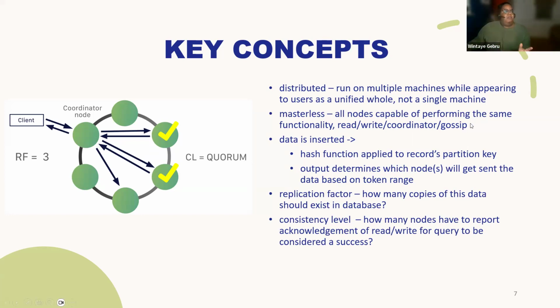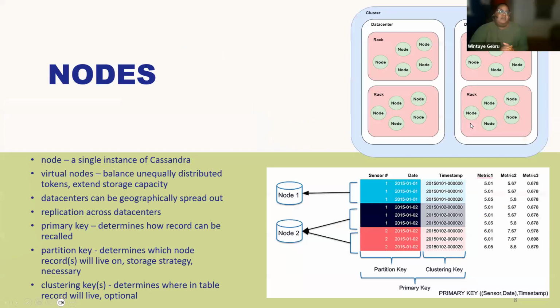Let's move on. So nodes. Nodes are a single instance of Cassandra. They're basically the building block to a cluster.